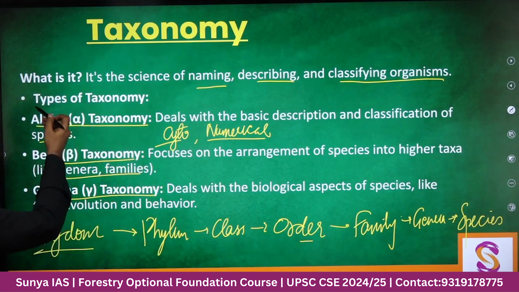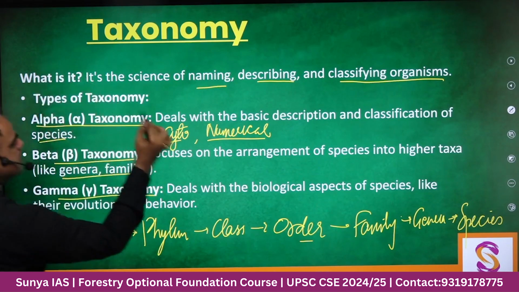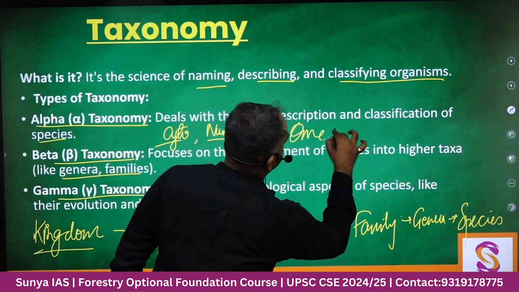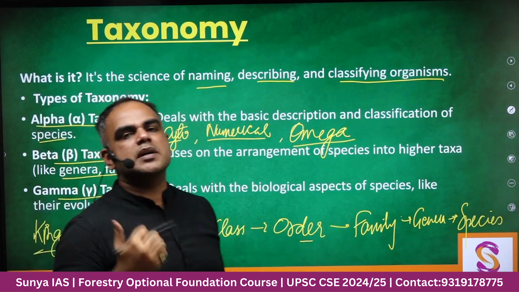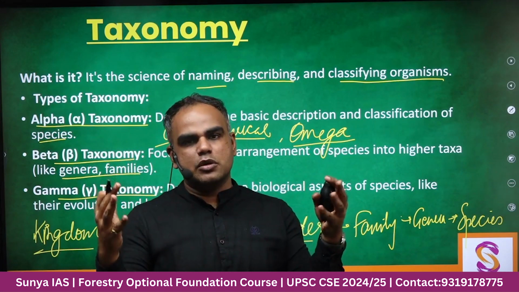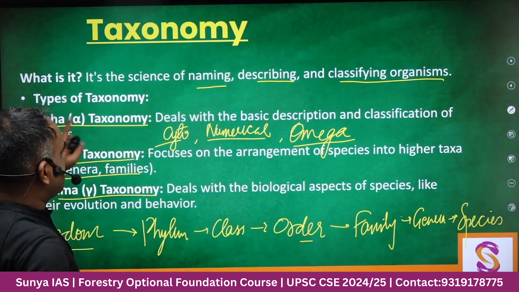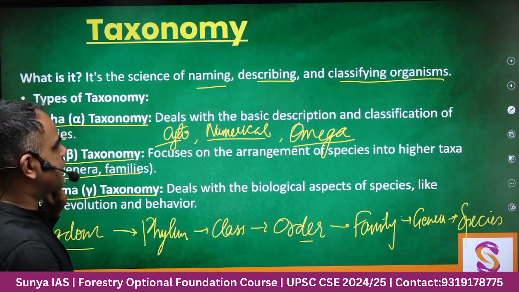For that, I will also write the name here. Yes, you can write down omega. Omega taxonomy basically is from an evolutionary perspective, but how has the evolution been throughout? So taxonomy, what is it? What are the types of it? Roughly should be known to you.